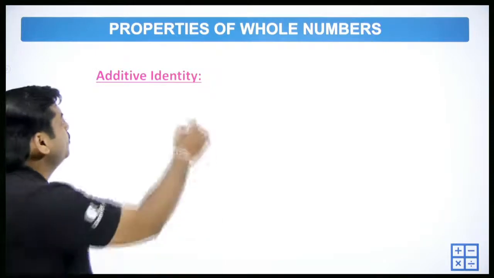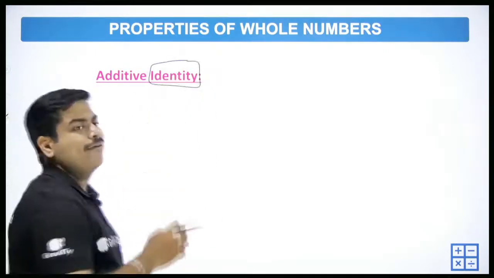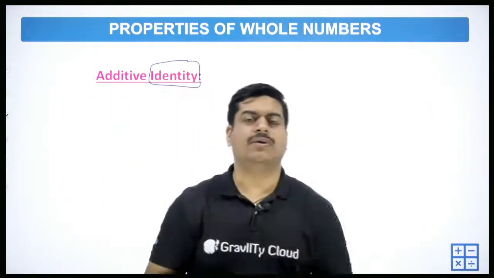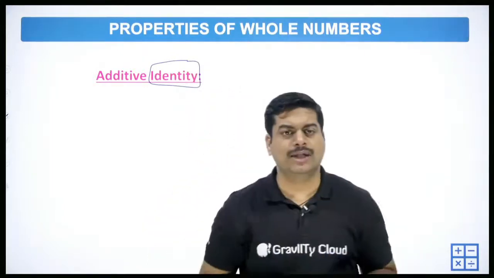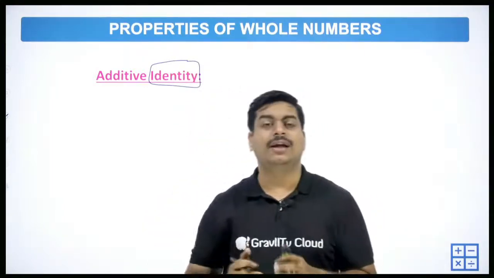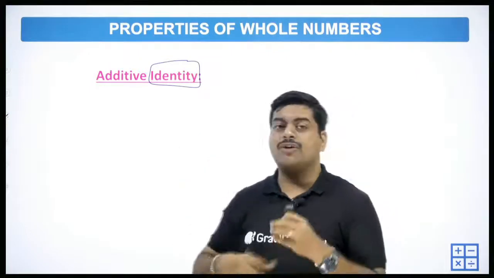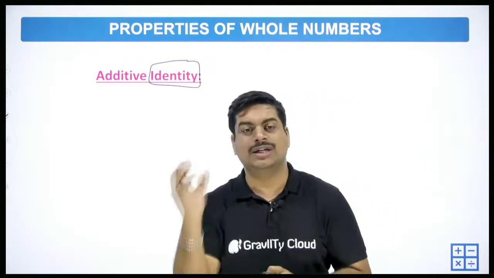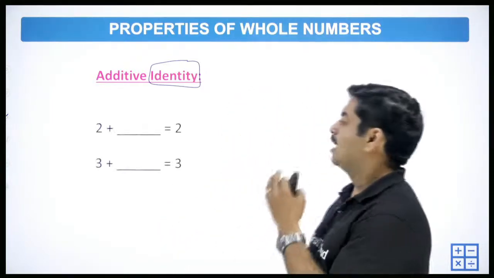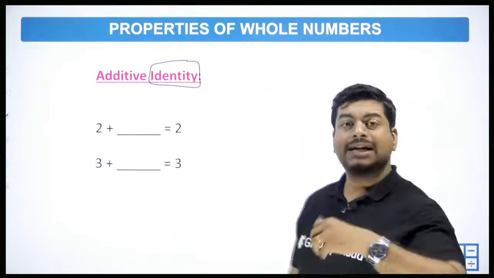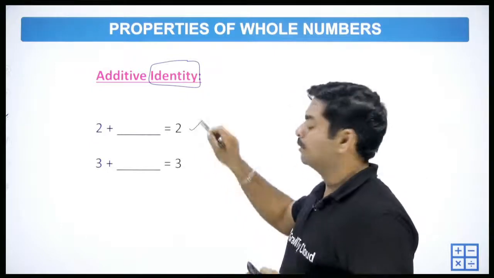Moving ahead, additive identity. What do you mean by identity? For example, you have your own identity card. What is that useful for? It is just representing you, right? In the same way, for additive identity, we need to add some number but get the original number as it is. What does that mean? For example, for the number 2, I need to add some number to get the answer as 2 again.